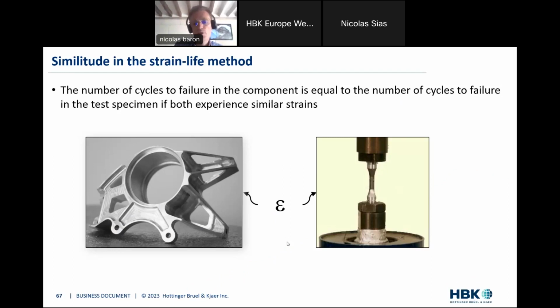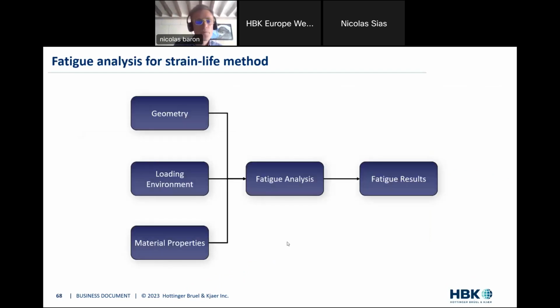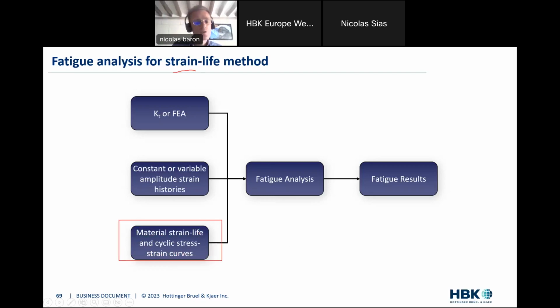So what was true for stress remains true for deformation values here, meaning there is a symmetry between the strain in the component and in the test coupon. The 5-box trick we have remains the same. This still applies, so there is not much change here. The thing that will be changing, because we're using the strain life method now, will typically be the curve.